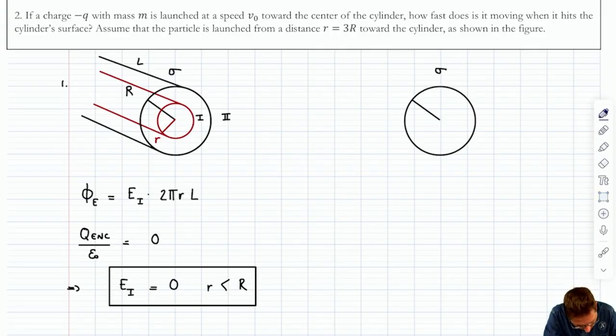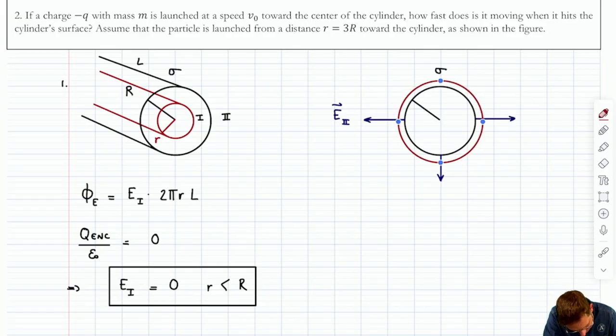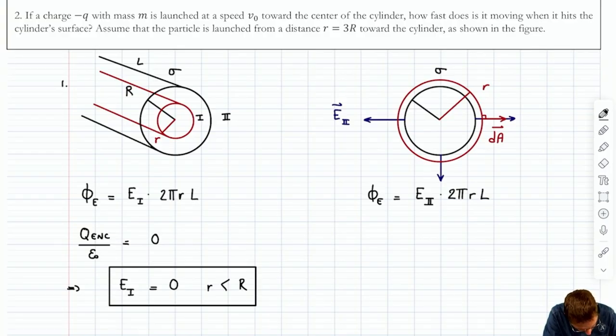Okay, now in region 2, it's pretty straightforward. The cylinder is positively charged. E2 is going to leave the cylinder radially like this. And if I take a Gaussian cylinder that now has to live in region 2, then E is going to be along the normal everywhere on the cylinder wall. And so the flux will be the same. The difference is that it's going to be E2 times 2 pi rL, but that doesn't really change the form of it, because flux doesn't care which region you're in. It just cares that you're computing it through a cylinder.